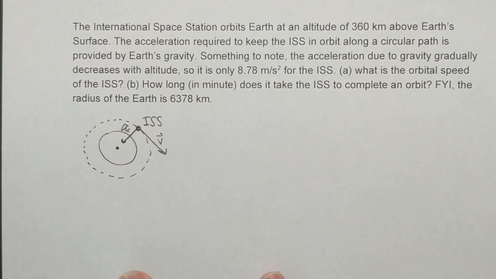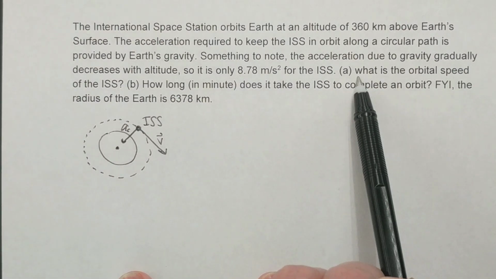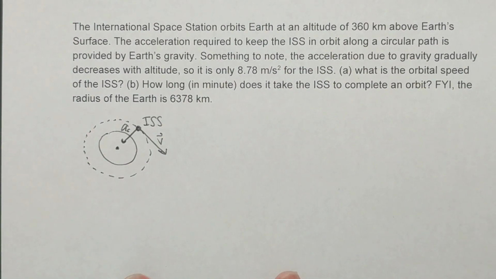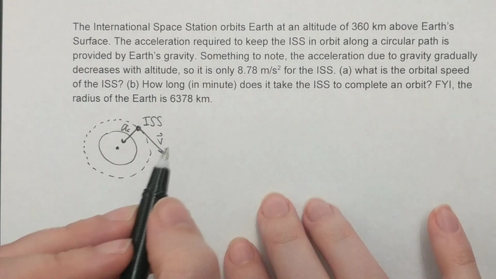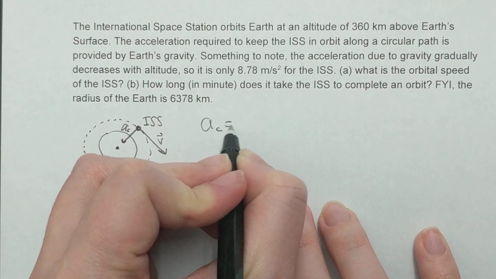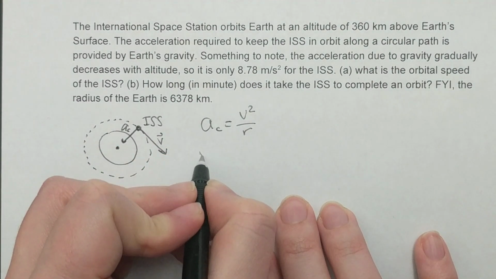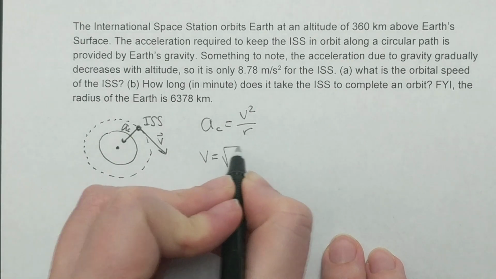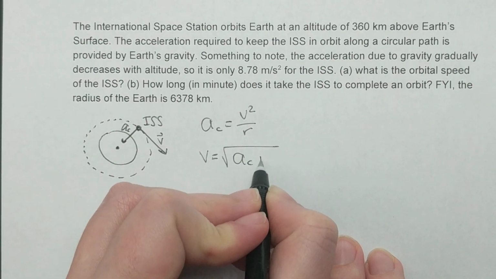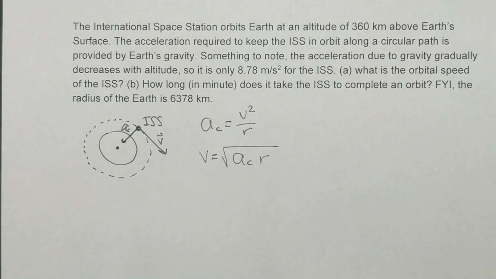All right, so part A, what is the orbital speed for the ISS? Well, in the previous problem, we very quickly rearranged our centripetal acceleration equation for speed: speed is equal to the square root of acceleration times radius. All right, so we are doing that here.